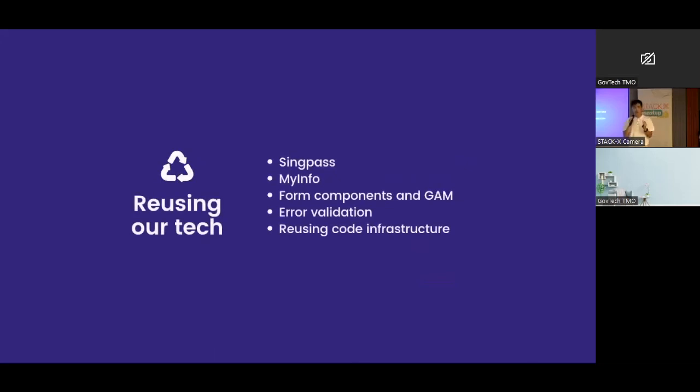How we managed to accomplish this was through reusable technology, whereby we repurposed many of the components on our SG Grants portal, such as the MyInfo page, SingPass integration, and error validations as shown earlier, all the form components in GAM as demonstrated earlier, as well as reusing our code infrastructure for continuous integration and continuous deployment. So all this enabled us to quickly deploy the COVID-19 support grant portal within a short time frame of 1 month.